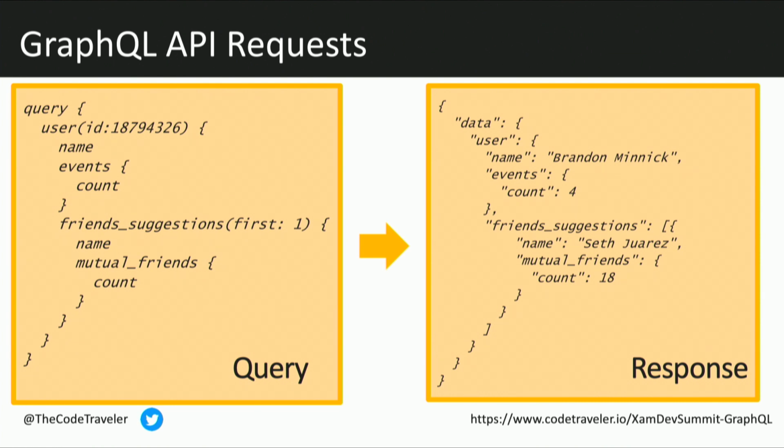And in the response, we get back this JSON payload. It's the same JSON we know and love that comes back with REST APIs. This is what we would pass into JSON.NET, deserialize it into a C# object, great. But what comes back is exactly what we asked for. We can see there's the user object with my name, Brandon Minnick. Looks like I have 4 upcoming events. There's the 1 friend suggestion whose name is Seth Juarez, and looks like we have 18 mutual friends.